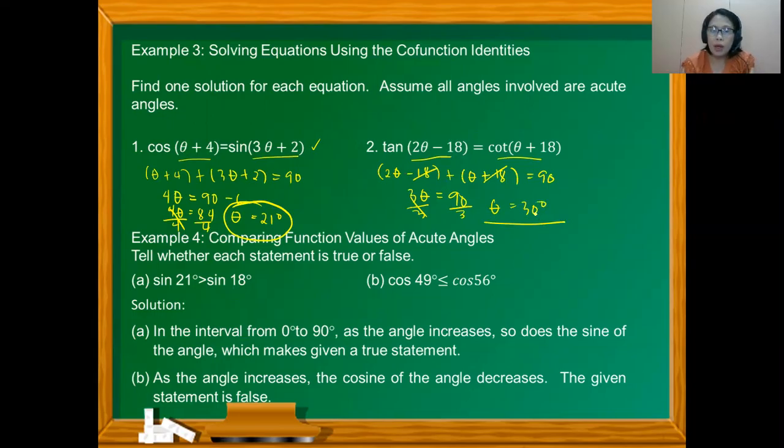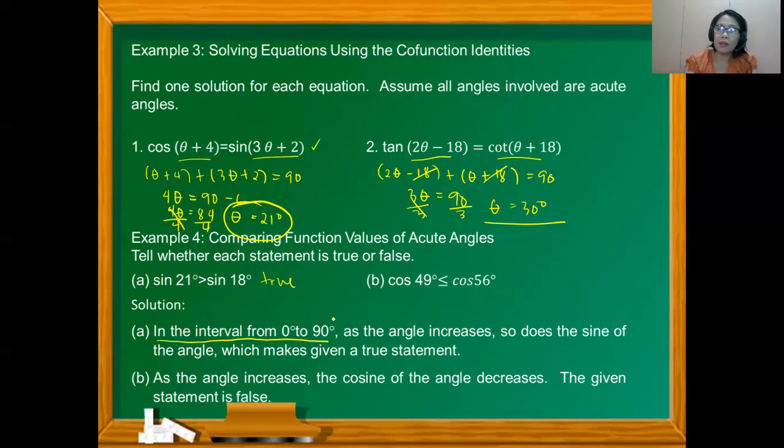Now, how do we compare function values of acute angles? We're going to tell whether each statement is true or false. Like in A, sine theta is greater than sine 18. Rather, sine 21 is greater than sine 18. This is a true statement because in the interval from 0 to 90 degrees, as the angle increases, so does the sine of the angle. Since 21 is greater than 18, we can say that sine 21 is greater than sine 18.